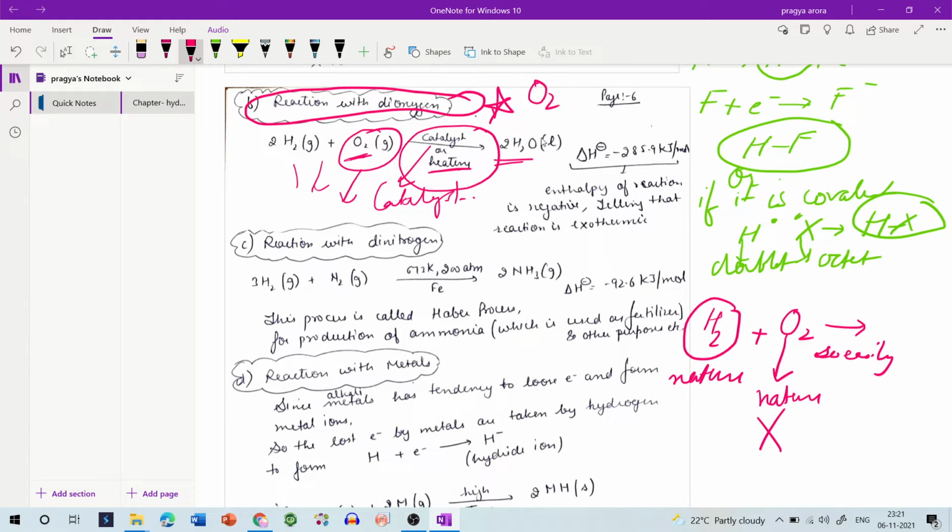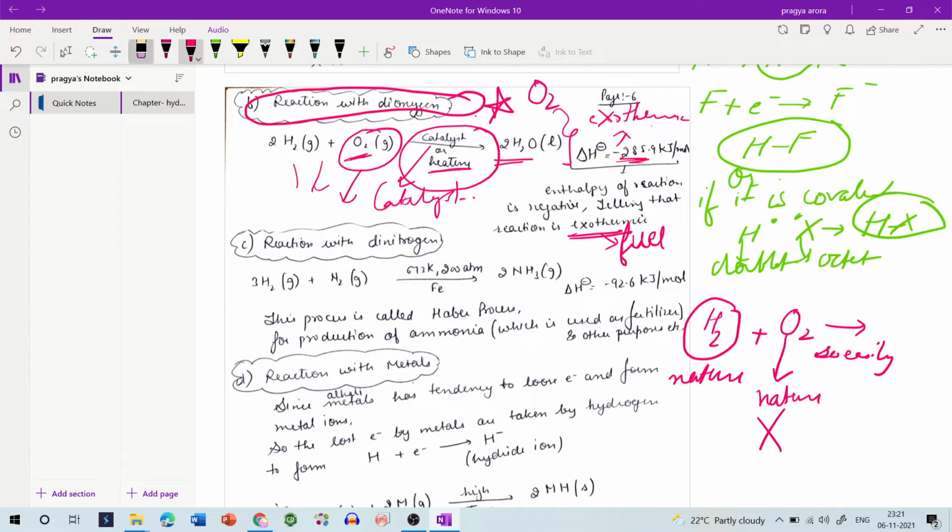Here the delta H for this reaction, enthalpy of the reaction, is negative. What does negative enthalpy tell? Negative enthalpy tells that the reaction is exothermic. Exothermic means energy is released. That is the reason that hydrogen is used as fuel, because energy is released and this energy is utilized for other purposes.